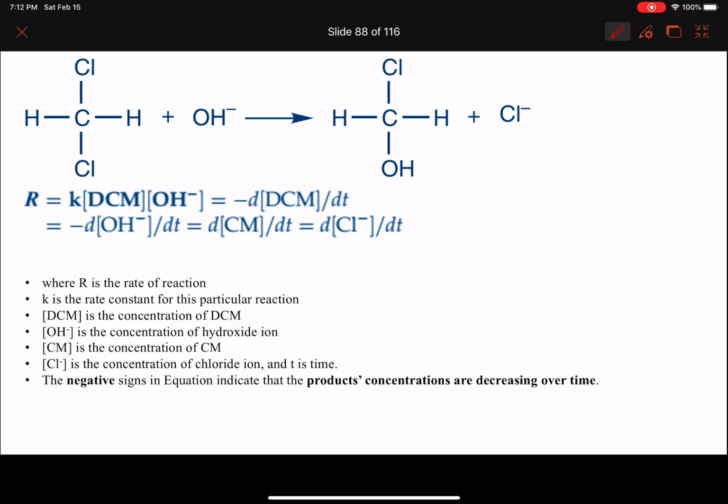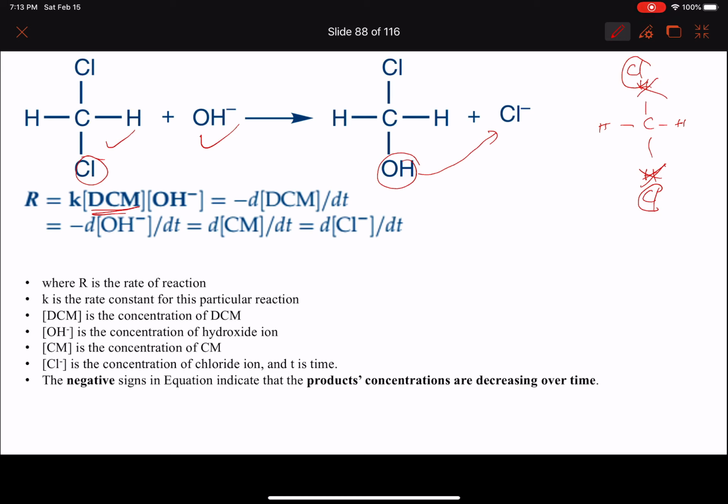Remember when we talked about methane, it's C with 4 hydrogens. Now, when these hydrogens are gone and there are chlorines instead of them, we call this dichloromethane, DCM. So if dichloromethane, DCM, is reacting with OH-, you can see that OH- will kick out one of the chlorines and replace it, and the Cl- will be free in water.